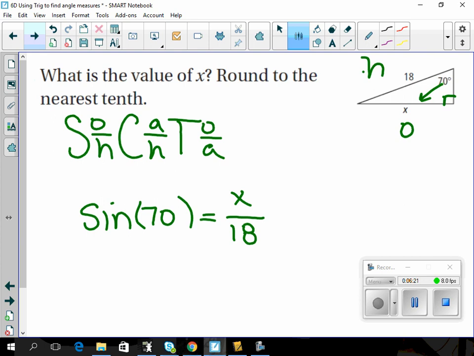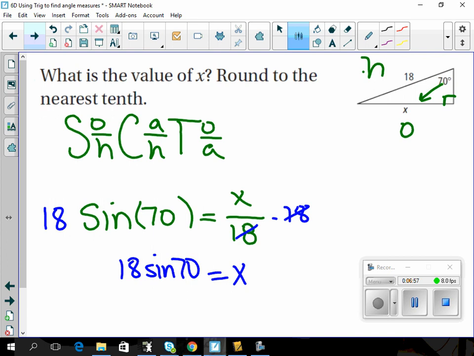Now, when you have this, sometimes the variable is in the numerator, and sometimes it's in the denominator, right? Here, it's in the numerator, which is the easier one. What do I do to solve? Yeah, I multiply by the denominator. In this case, it's just 18. When I multiply by 18, what happens on the right-hand side? That's what I wanted to happen. I want to get rid of the fraction, right? So I'm left with just x equals 18 sine 70. I can just plug that right into my calculator. Go ahead and do that.